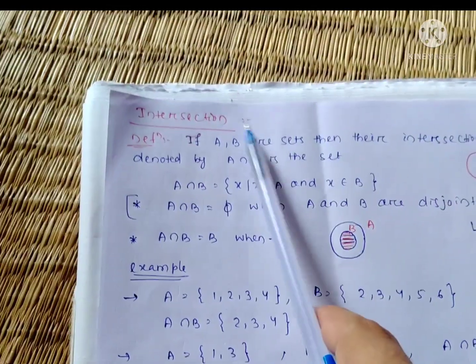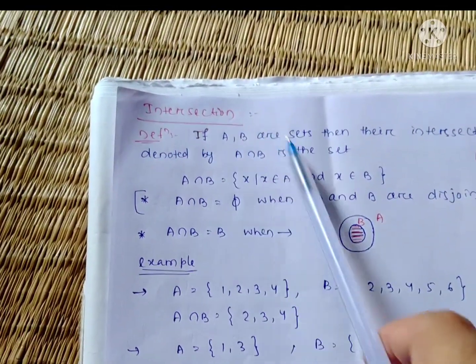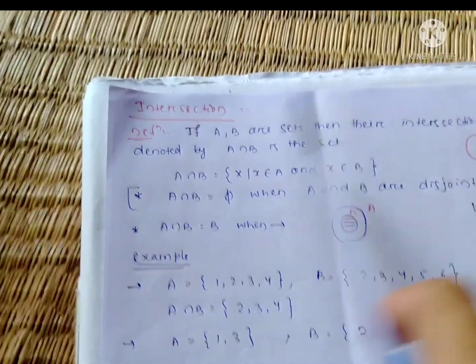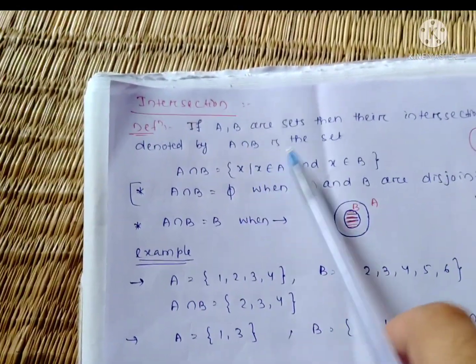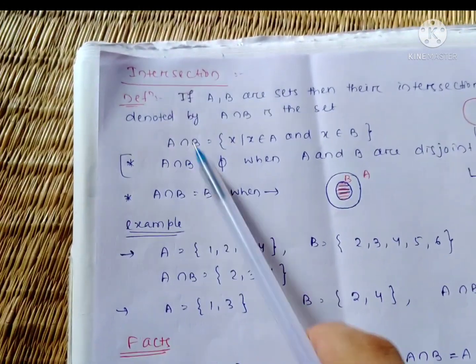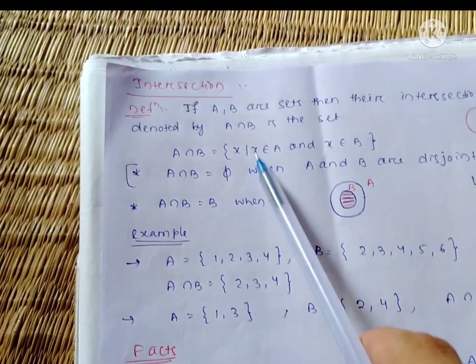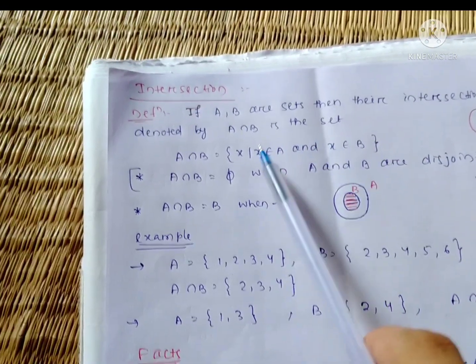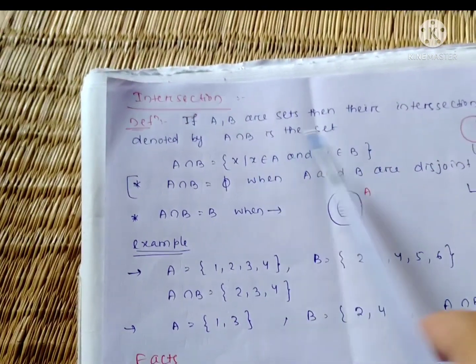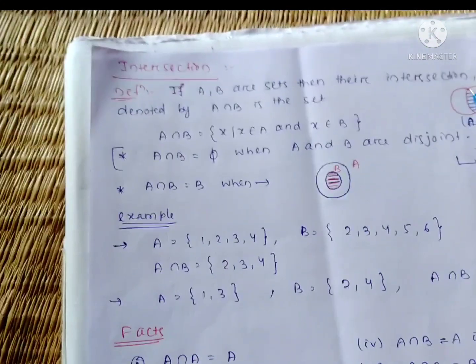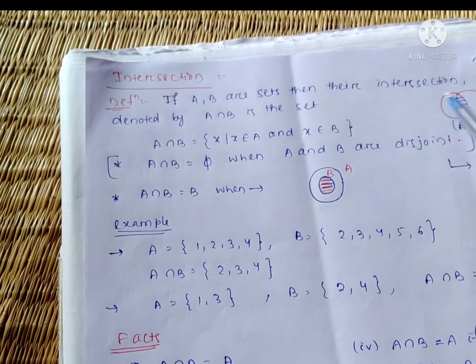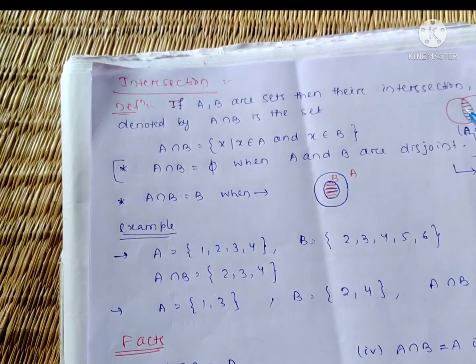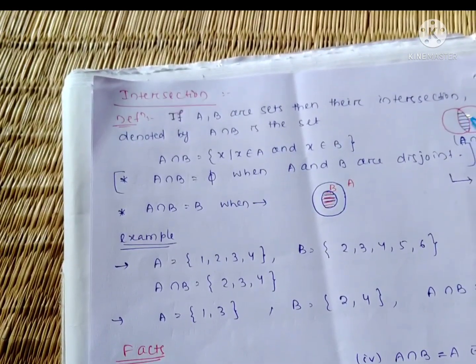नेक्स्ट, इंटरसेक्शन के बारे में डिस्कशन करते हैं. If A, B are sets, then their intersection denoted by A intersection B is the set A intersection B equal to X such that X belongs to A and X belongs to B. It is the elements which are common in both A and B. वेन डायग्राम से, A अगर A सेट हुआ, B सेट हुआ, देन A इंटरसेक्शन B इज द दैट पार्ट विच आर कॉमन इन बोथ सेट्स.